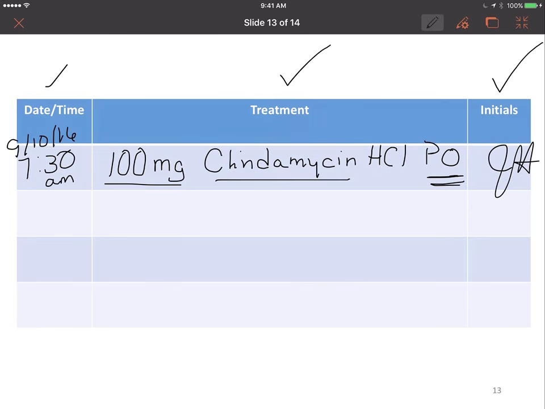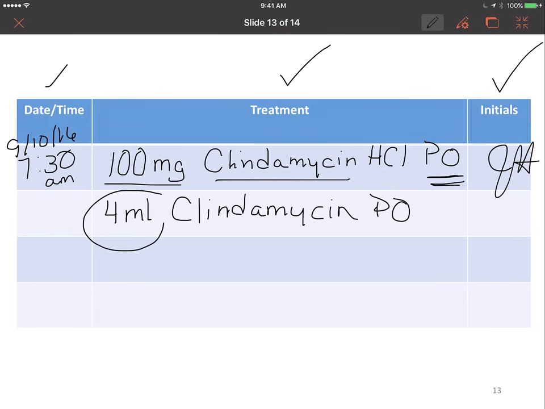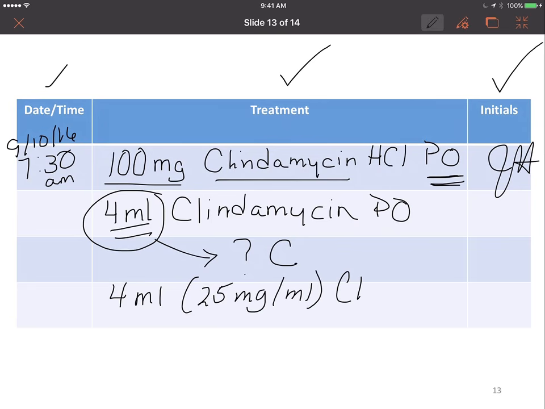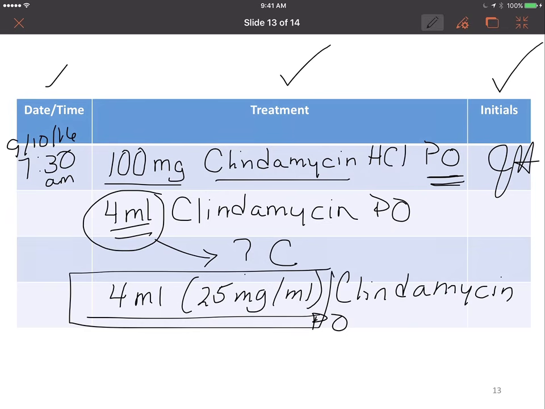It would be incorrect to write in the treatment section 4 mils of clindamycin. This gives you no information as to how much active ingredient is in this drug. We know that we used a 25 mg per mil solution, but the next person reading this is going to have no idea what the concentration of the drug is. So this gives you no idea of how much of that active ingredient the patient actually received. If you wrote it this way, 4 mils of a 25 mg per mil clindamycin solution, that would be okay, but then the person still has to go and figure out what the dose was.